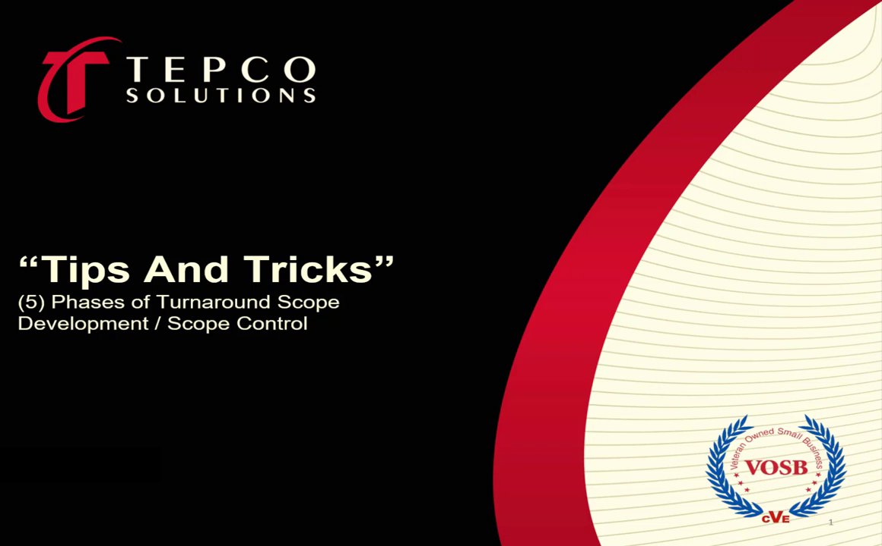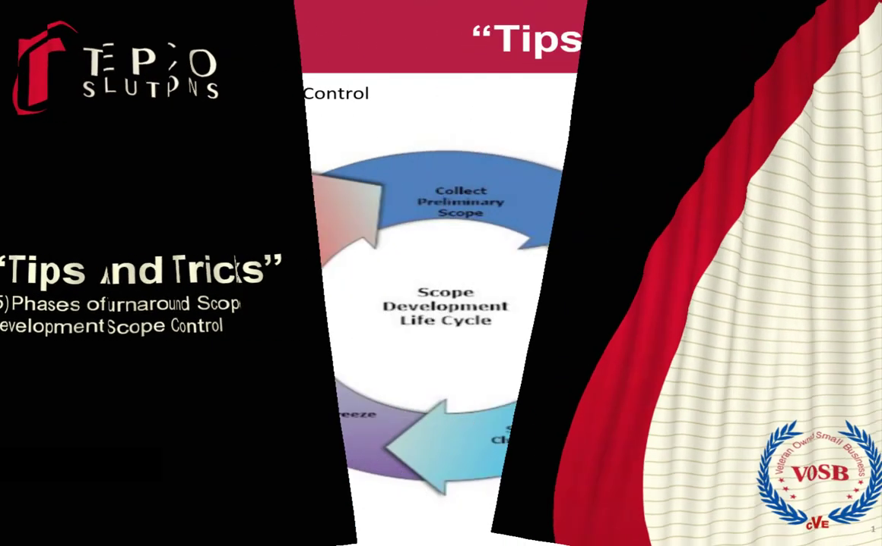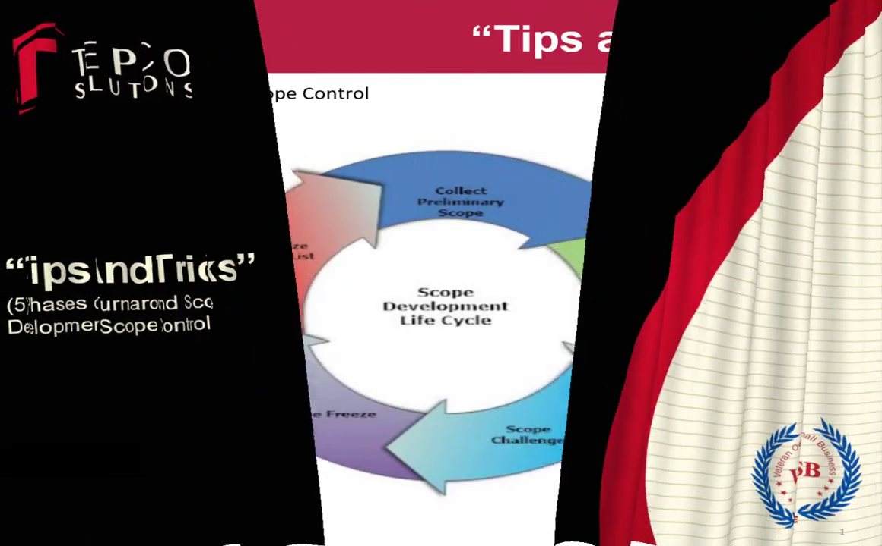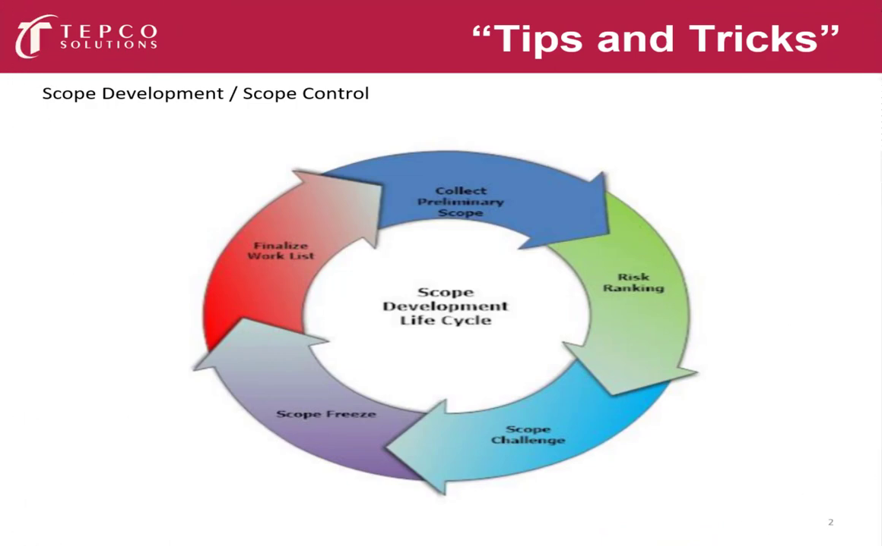Today on Tips and Tricks, we're going to be discussing the 5 phases of scope development and scope control for your turnaround event. We're going to cover the collection of the preliminary scope, risk ranking, scope challenge, scope freeze, and finalizing your work list.